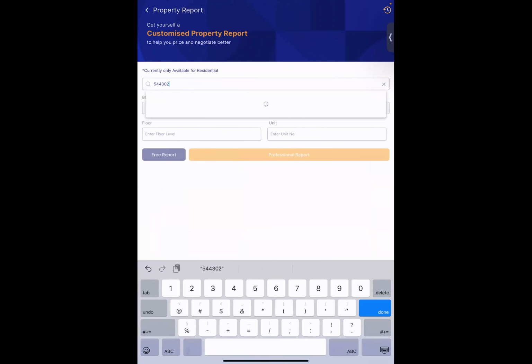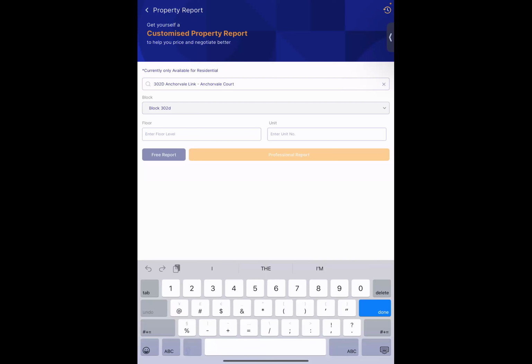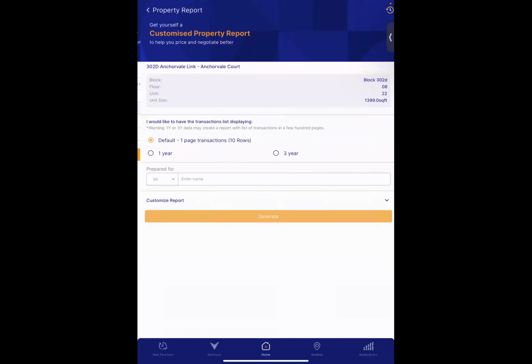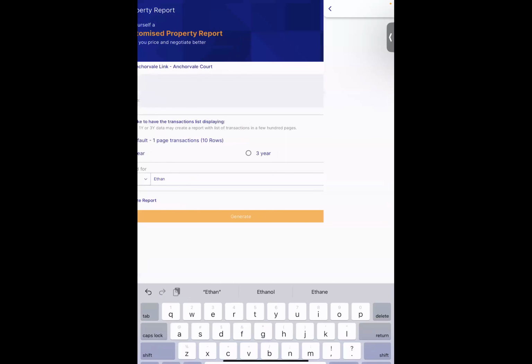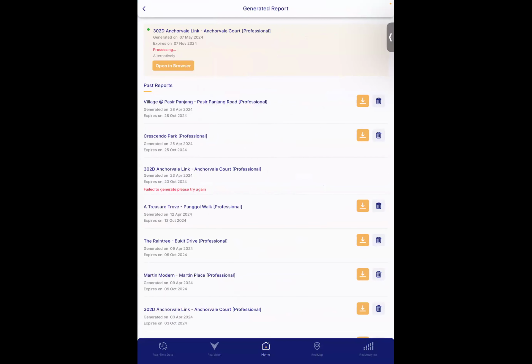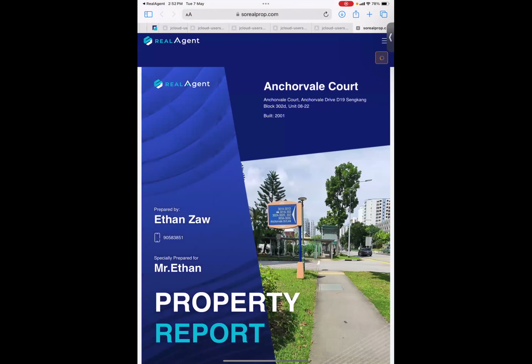You put in the address. So I use my block. Not my unit number, this one my neighbor's unit number. And then I just generate the report. I put in the client's name. And I generate. So you give it a while to generate, or you can immediately open in browser. So this is the property report.